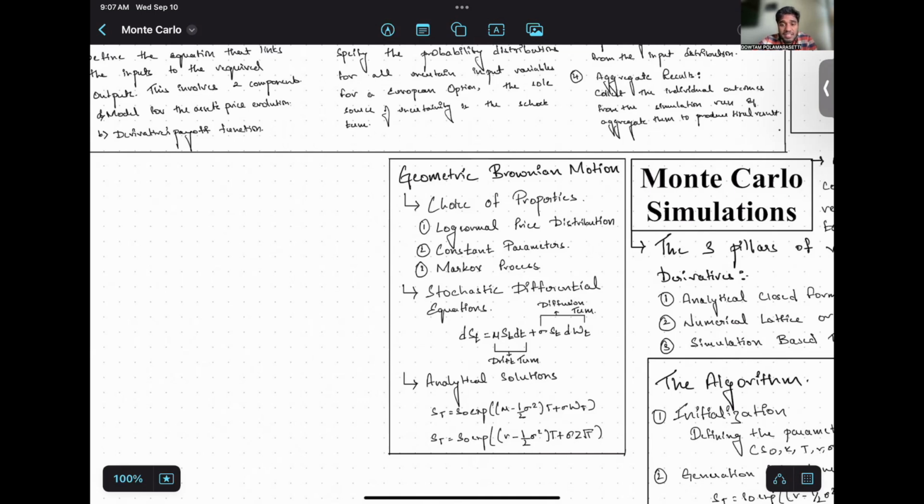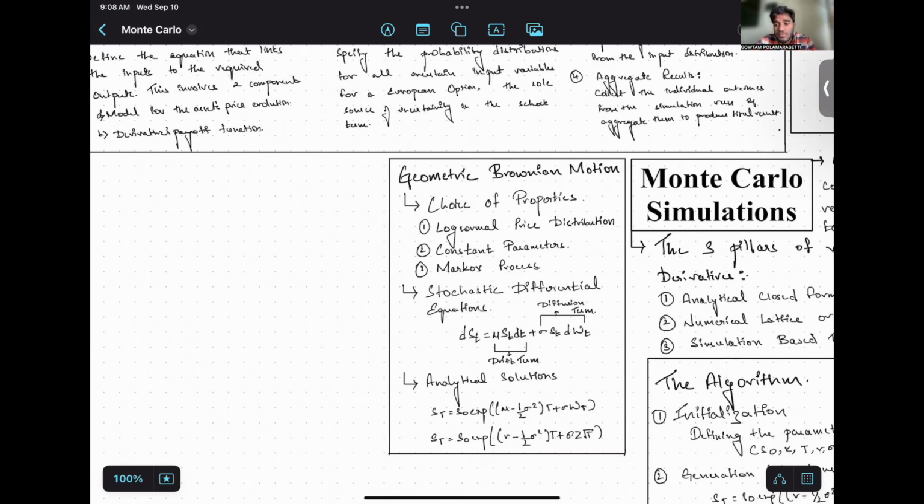And sigma S_t dW_t is a stochastic or random diffusion component. It introduces uncertainty into the price path, with sigma representing the asset's volatility, and dW_t is the increment of the Wiener process. Now, the analytical solution for S_t, the price of a stock at time t, is given as S_0 times exp((mu minus 1/2 sigma squared) t plus sigma W_t). This is the single most important equation for a pricer.